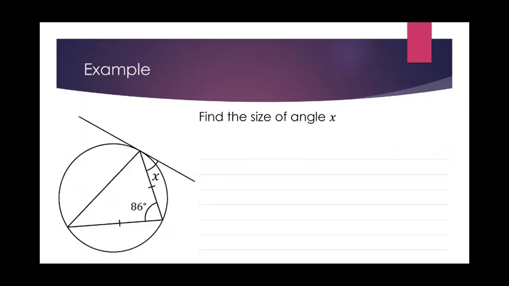So we need to find the size of angle X, okay? So before we go anywhere, let's draw in our tangent and our chord so we know what our equal angle will be. So here's our tangent here, our lovely red line. And the angle is between the tangent and this blue line here, okay? So this is our chord. Now what angle is opposite our chord? Well, if we have a look over here, it's going to be this angle here, okay?